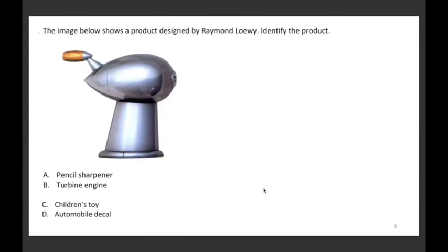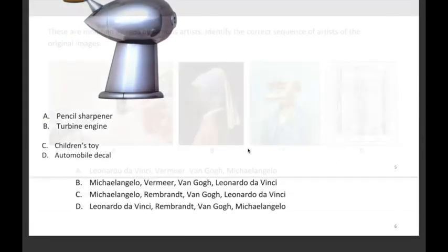The image below shows a product designed by Raymond Loewy. You have to identify what this product is. What is the purpose of the product? There's a beautiful product that is designed by this designer, Raymond Loewy. This works as a pencil sharpener. Okay, we'll move to the next one.